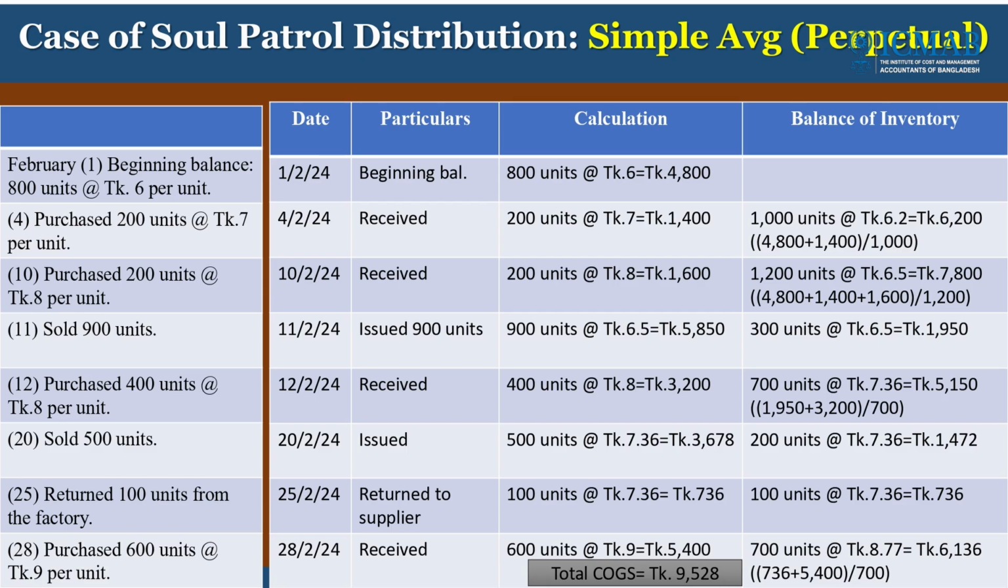Then finally on February 28, you have bought 600 units at taka 9. So the total inventory consists of 700 units and the total cost is 6,136. So if you divide this 6,136 by 700, then you will get the unit value 8.77. So you can determine the value of ending inventory like 700 units into 8.77. That means total 6,136. And the value of total cost of goods sold in this case would be taka 9,528.